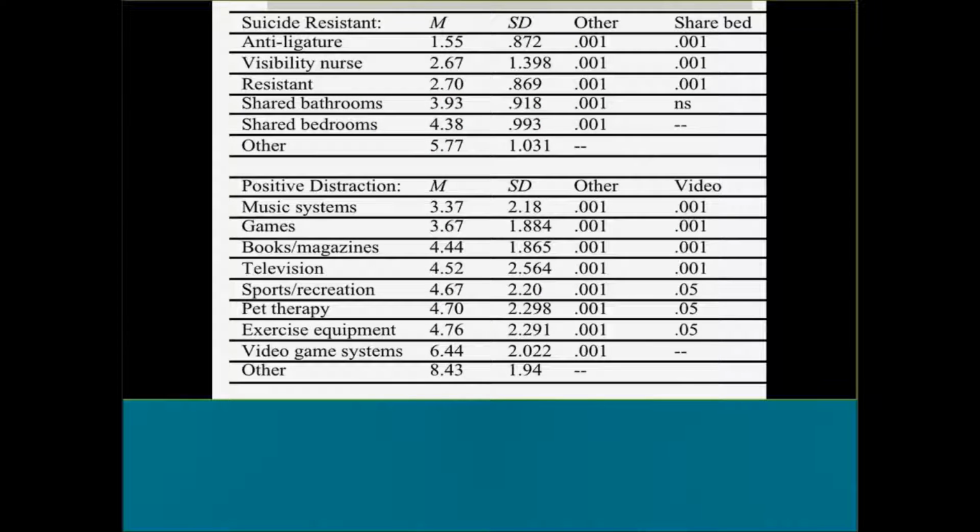To focus now on the inpatient segment, for suicide resistance it was really important to have anti-ligature designs for various furniture and pieces of equipment, and high visibility. But they didn't think shared bathrooms were a critical issue in terms of protecting people. These numbers change because these are ranked and the previous ones were rated, so it goes from 1 to 5 in this case. Positive distraction turned out to be a big deal.